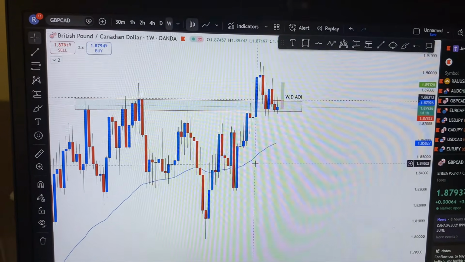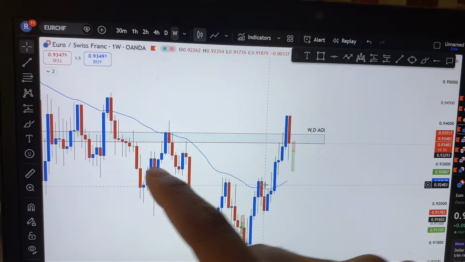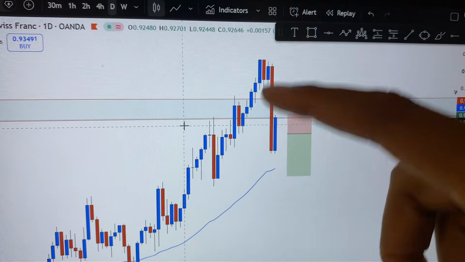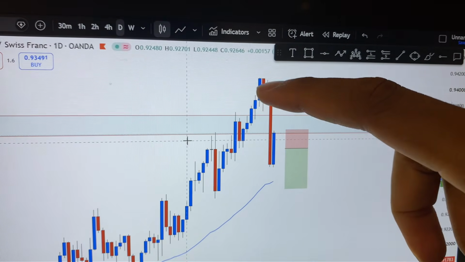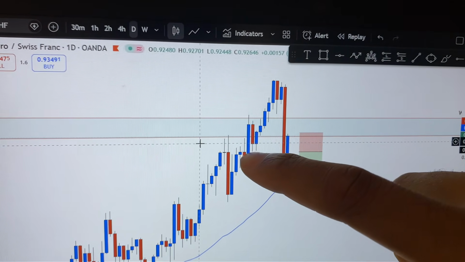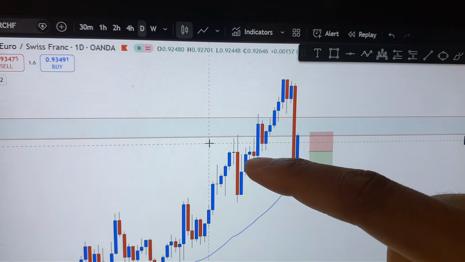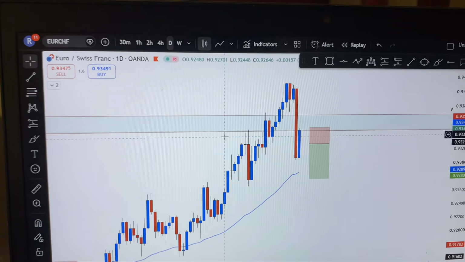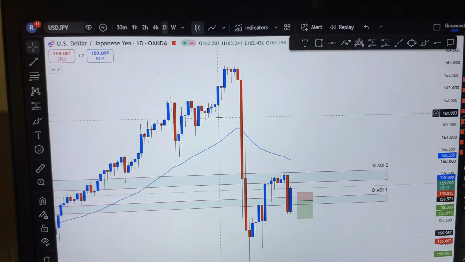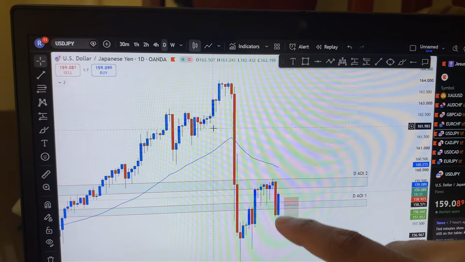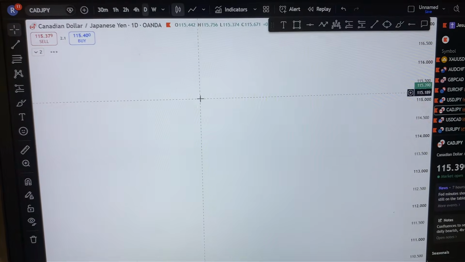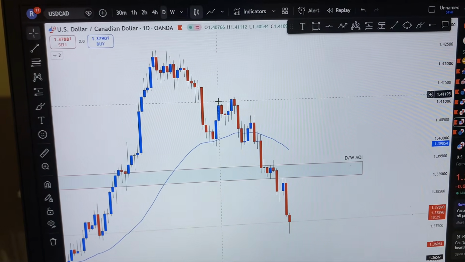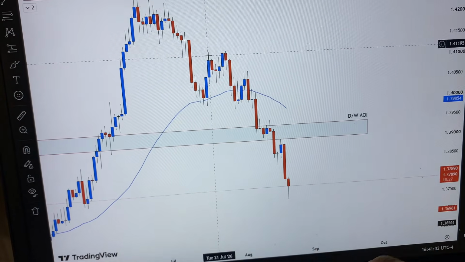So patience, guys. EUR CHF, I was looking to buy at the beginning of the week, but the structure changed. The daily time frame was bullish. This was the higher high, this was the higher low. Price broke below this higher low, making this the lower low, and then this the lower high. And USD JPY, it already had the push, but I didn't get my entry. GBP JPY, nothing.